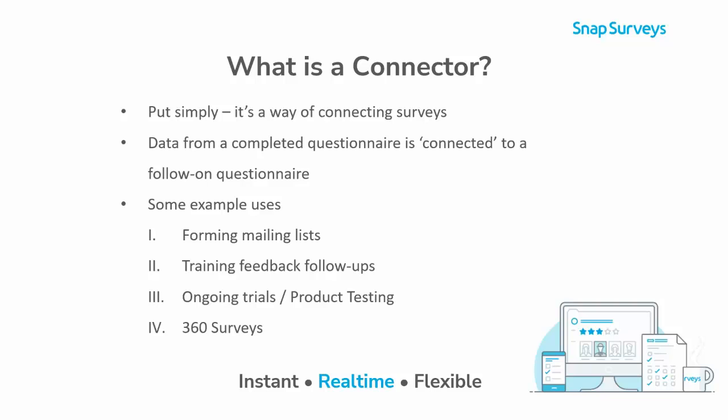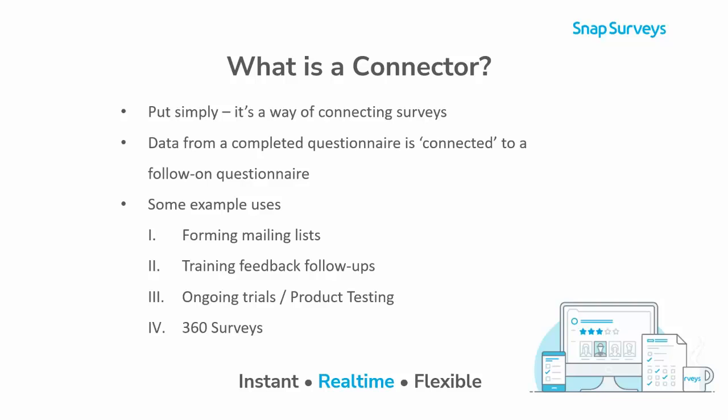So perhaps you might have a few different surveys, maybe this year's survey, last year's survey, and you want to merge it into one survey ready for analysis. And typically you would use a database link to perform this action. Connectors, though, is about taking the data from one questionnaire or form and then using that data to create a participant list in another survey.